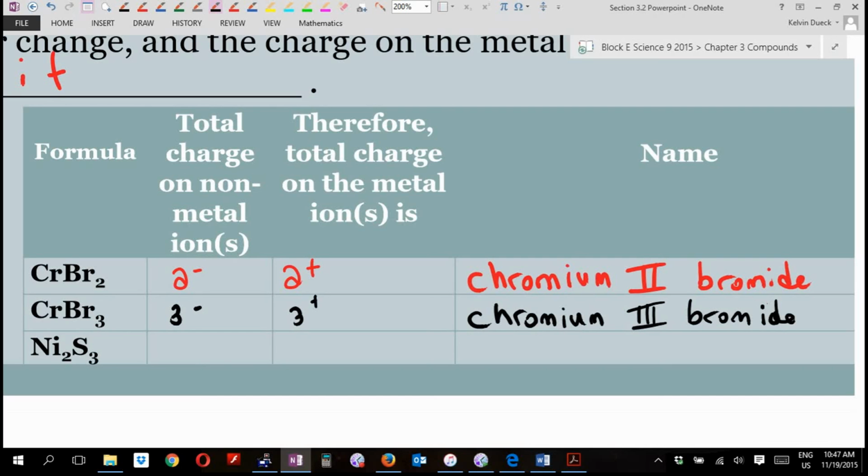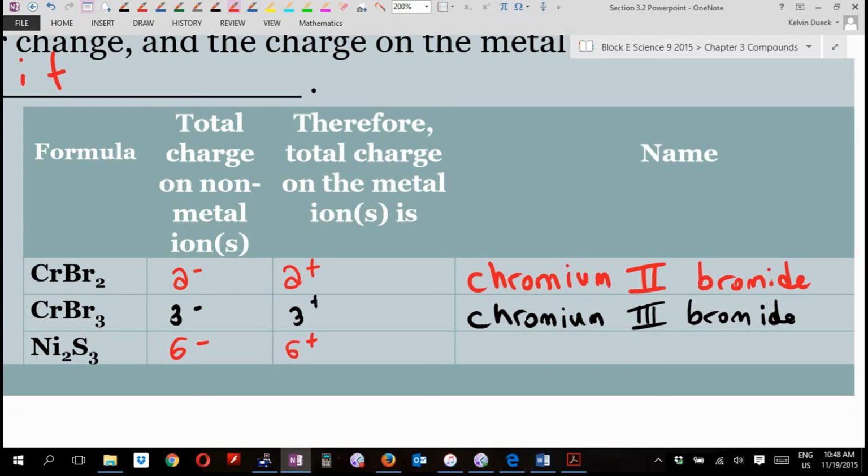Look at the sulfur. What's the ion charge on one sulfur? 2 minus. How many sulfurs are there in this molecule? So what's the total amount of negatives here? 3 negative 2s, right? So what must the total positive charge be? Has to be that. Now, how many nickels are there in this molecule? Not 1. 2. What do they totally have to be? 6 plus. What must each one be then?